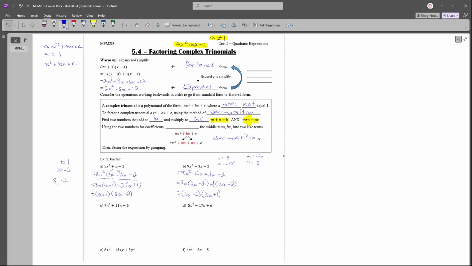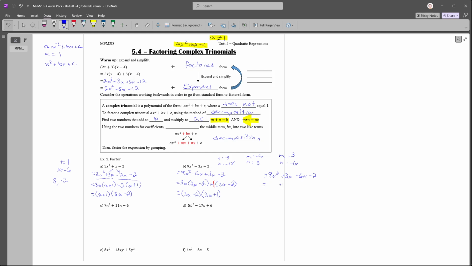Now I'm going to show you the same result, but this time let's flip the two. So this time let's make m 3 and n negative 6. Okay, so we still have the same numbers. We're just going to do them in the opposite order. So that means our second step is going to look like this. 9x squared plus 3x minus 6x minus 2.